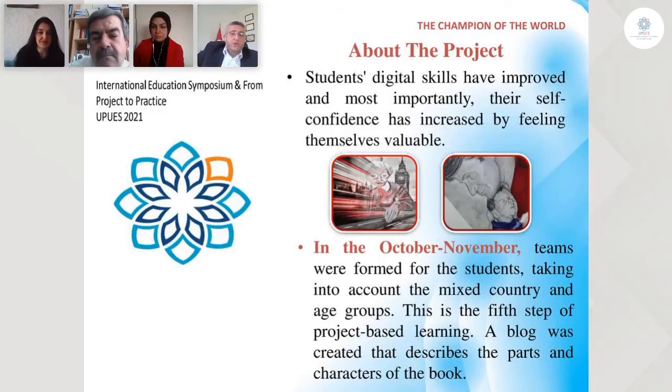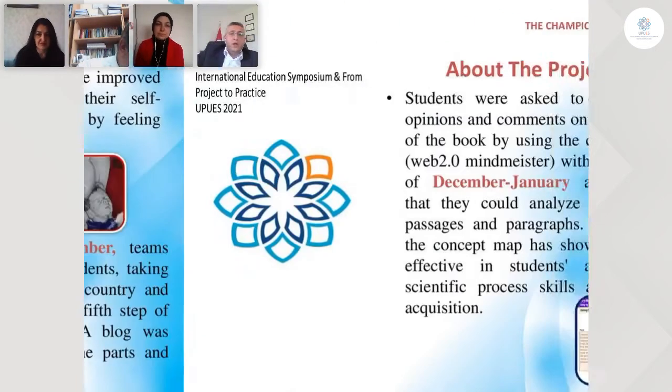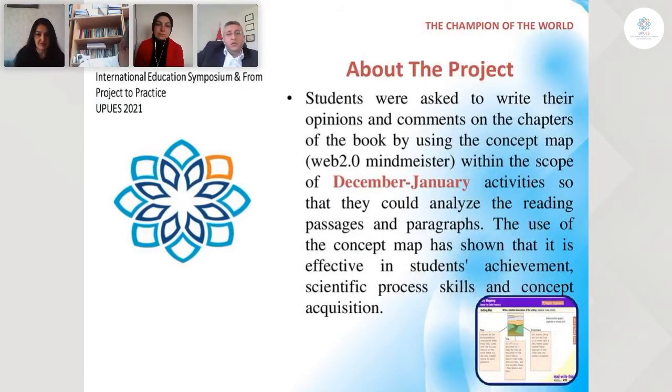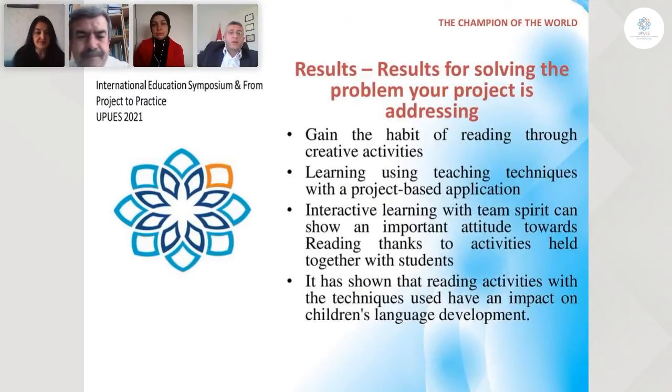In October-November, teams were formed for students taking into account mixed country and age groups. This is the fifth step of the project-based learning. A blog was created, which describes the parts and the characters of the book. About the project again, students were asked to write their opinions and comments on the chapters of the book by using the concept map, Web 2.0, and MindMaster within the scope of the December-January activities so that they could analyze the reading passage and paragraphs. The use of concept maps has shown that it is effective in students' achievements, scientific process skills, and concept acquisitions.